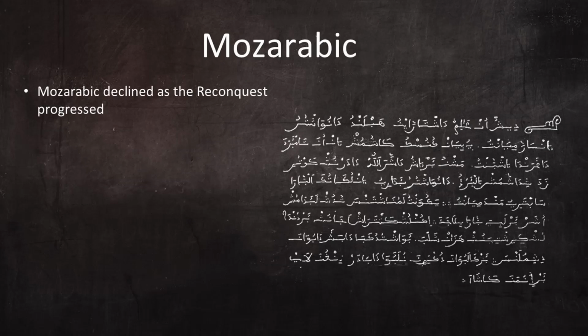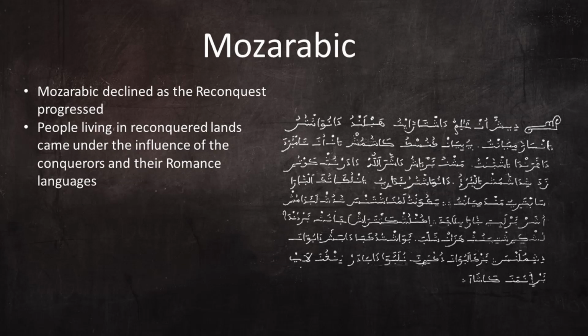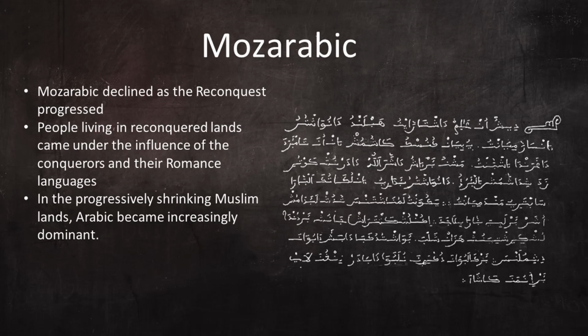Now, Mozarabic gradually declined as the Reconquest progressed. On one hand, people living in reconquered lands came under the influence of the conquerors and their Romance languages. On the other hand, in the progressively shrinking Muslim lands, Arabic became increasingly dominant. By the end of the 15th century, following the fall of the last Muslim stronghold in Granada, Mozarabic was likely no longer spoken by any significant number of people.